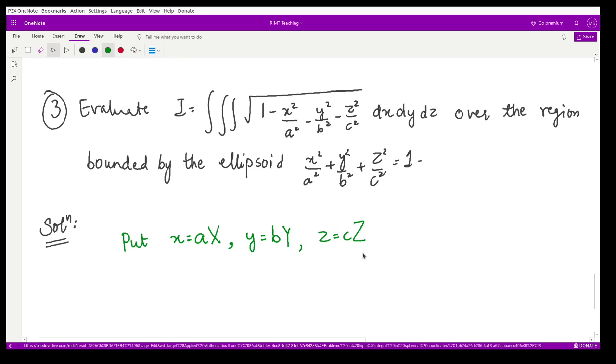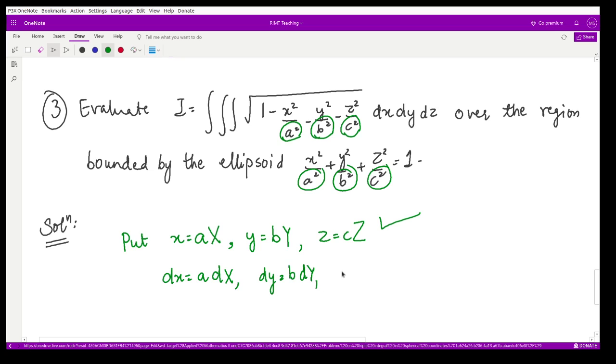So if you apply this transformation, this is according to you. Why? Because for reaching onto this spherical coordinates, what you require, you do not require these terms, the constant terms, right? So we are trying to eliminate these constant terms by using this kind of transformation from here. So if you apply this transformation, what are your derivatives going to look like? Your derivatives would be dx would be a dX, right? dy would be b dY, and dz would be c dZ.